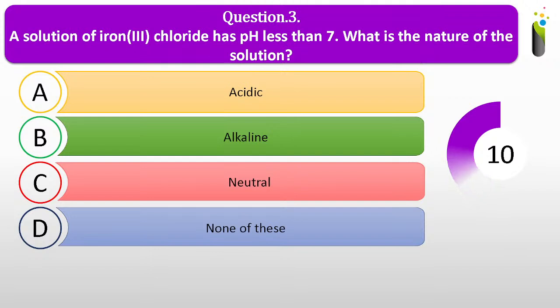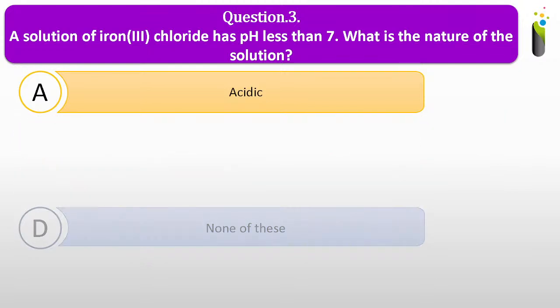The solution of iron chloride with a pH less than 7. Question is quite easier to solve. So the answer is it's acidic. Friends, remember below 7 it's acidic, 7 is neutral, and above 7 it's alkaline. Coming to the next question, number 4.